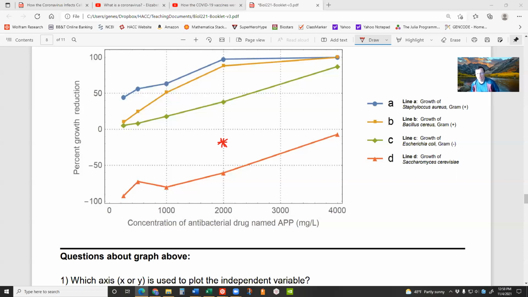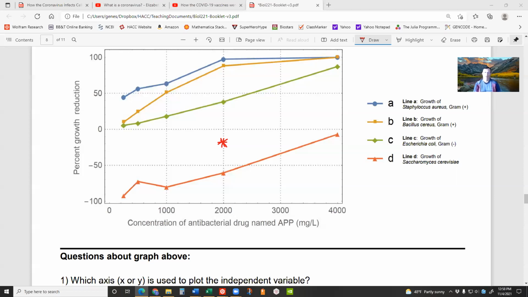What could explain this difference in stimulation versus reduction of yeast versus bacteria? What could explain this? And please understand, I'm not telling you as the instructor that I know the answer. Okay, Taylor, I like your response there. You're saying APP seems to be an antibacterial drug, not an antifungal. I think that's a very reasonable response.